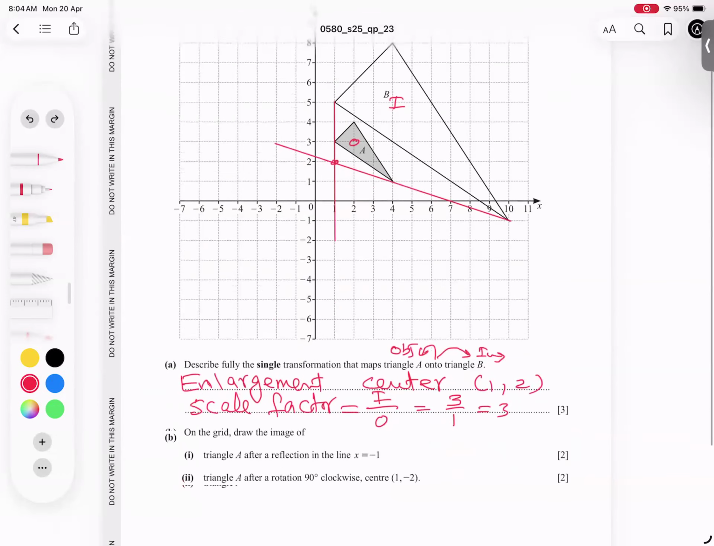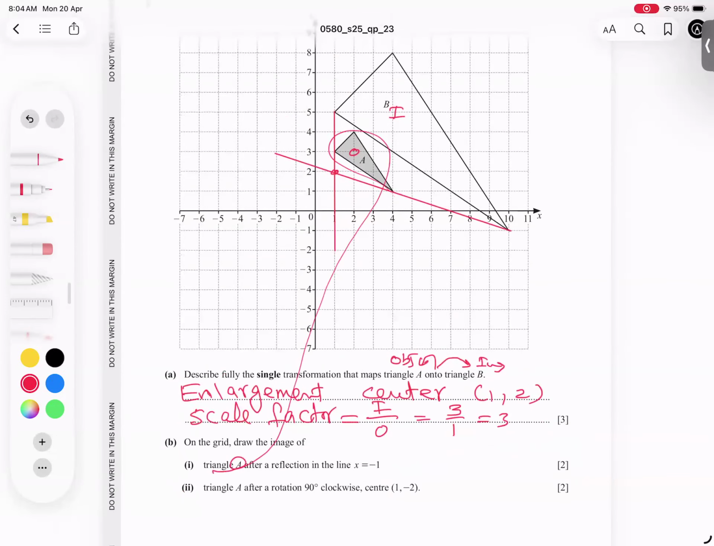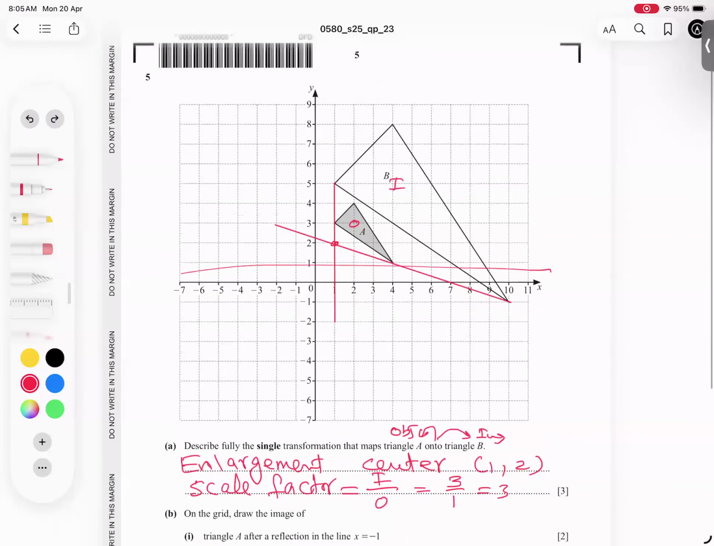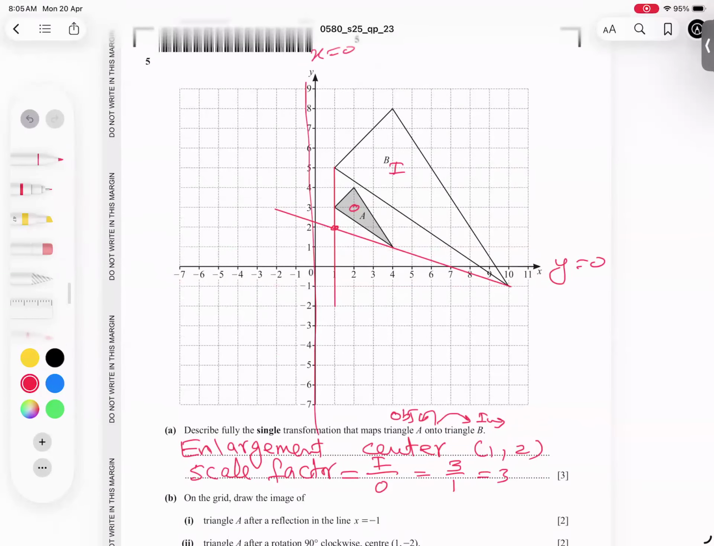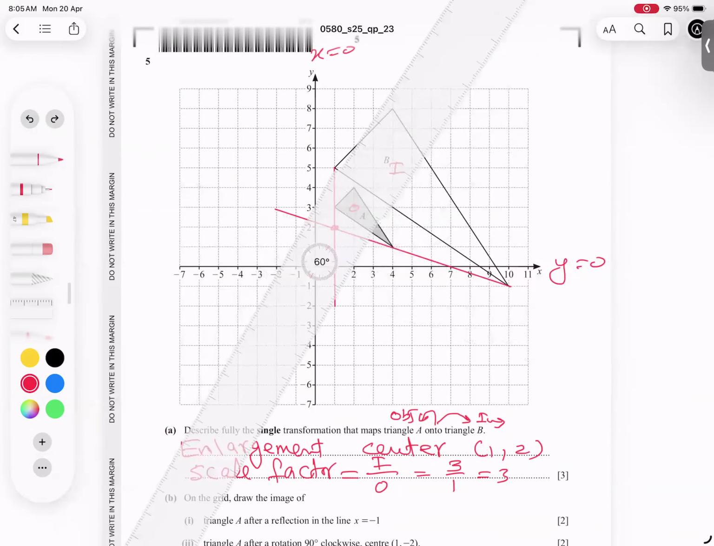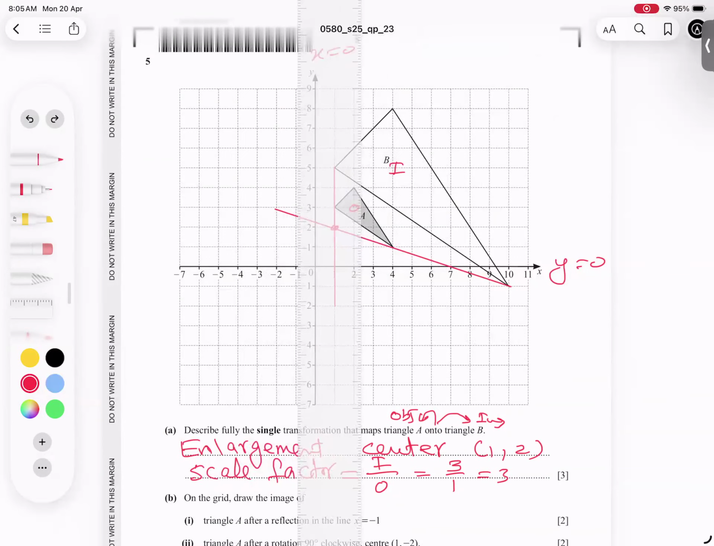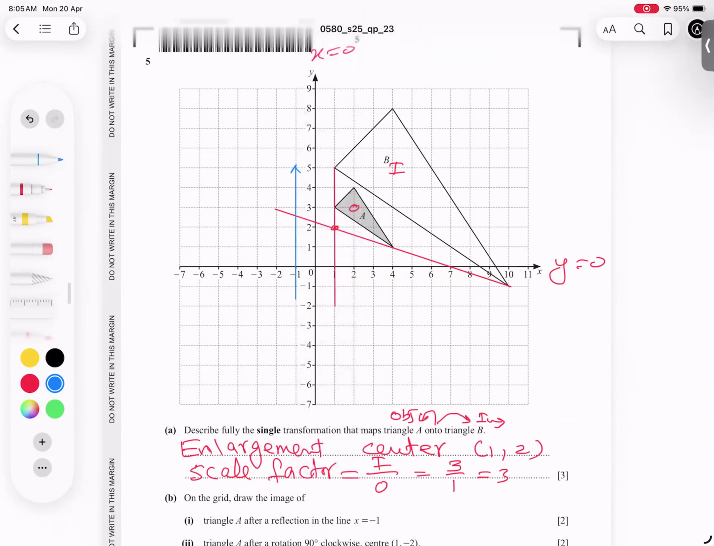He's saying the same question: triangle A, reflect in x equals minus 1. Before we start, the equation of the x-axis is y equals 0. The equation of the y-axis is x equals 0. And we have to draw, if this is x equals 0, where is x equals minus 1? Look at this blue line I'm making. This line I'm writing here: x equals minus 1.